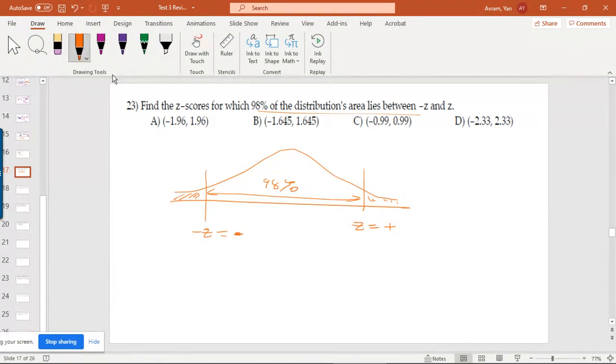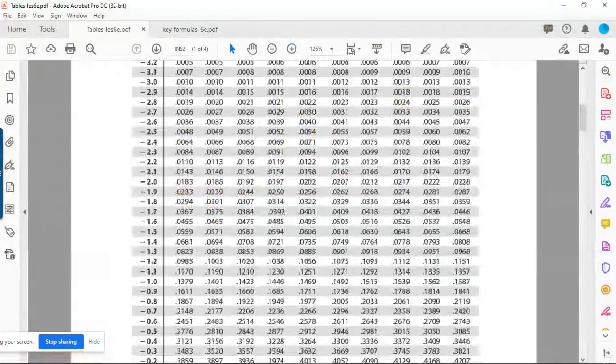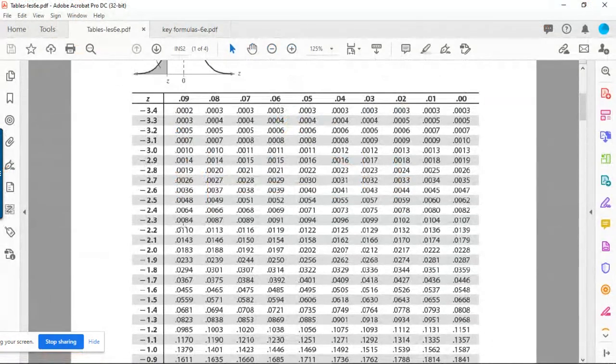Since the table is always a corresponding area to the left, I can go to find this smaller area. So how much is this area? We have 1 minus 98%, so that will be 2%, right? And then this one will be 1%. This is also 1%. So we need to divide by 2. Okay, 1% here is 0.01. So if I go to read the table here, I will need to find 0.01.